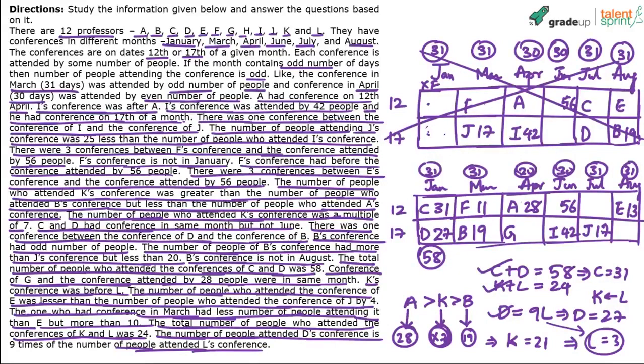Important point. Can K or L come here in June? No, because June is an even month, right? June is an even month. See, only 3 places are left out.